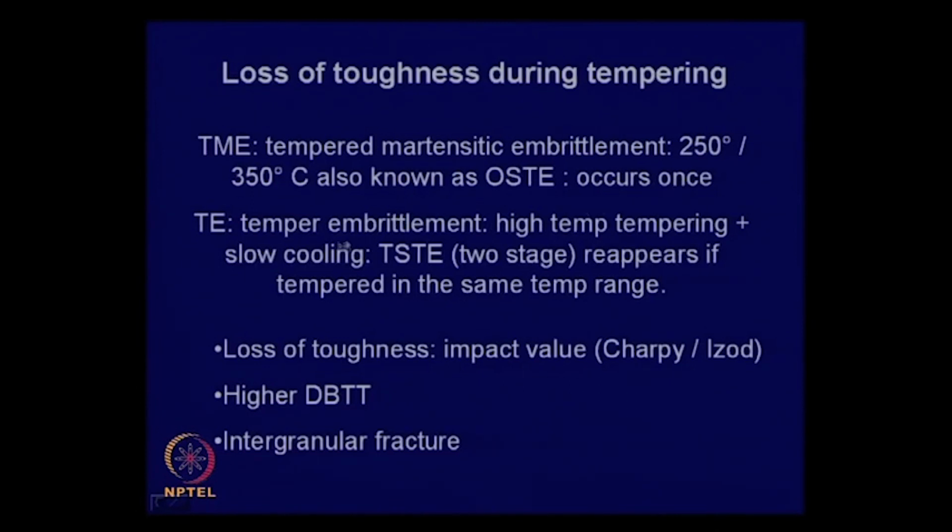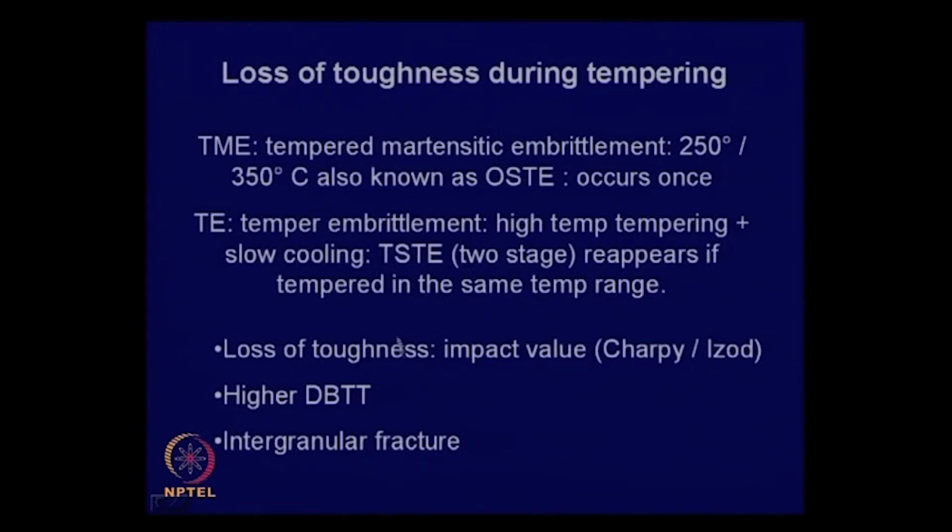There is another kind of temper embrittlement. You get this if steel is tempered at a relatively high temperature, around say 600 degrees centigrade, and after that if you slow cool you find there is a loss of toughness. This is called two step, and it reappears. Say if you quench, but again heat it to a temperature range around say 500 degree centigrade, it reappears if it is tempered in the same temperature range.